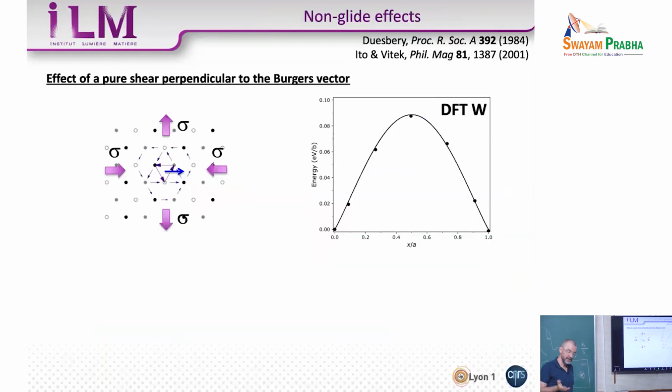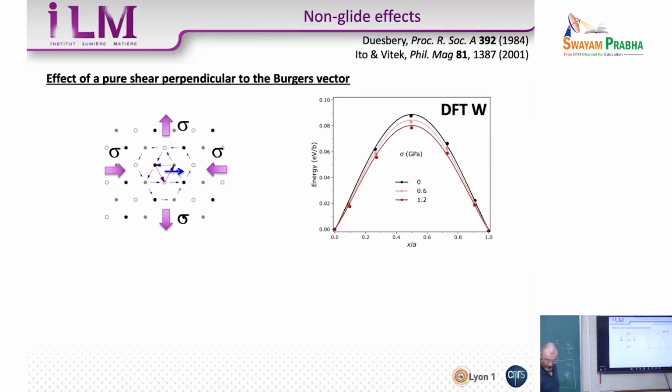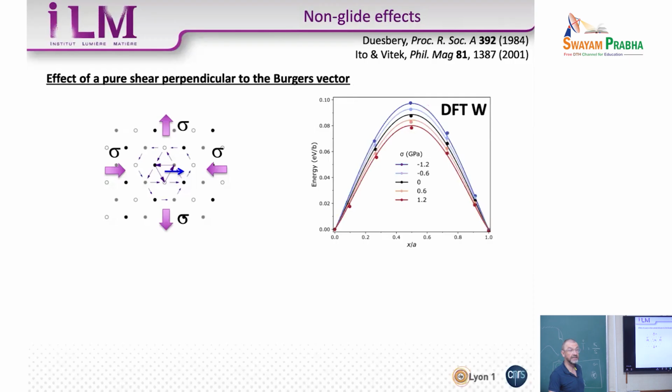Now we have the non-Schmidt effects that we have already talked about. So the idea is, we said it yesterday, for example, here we apply a pure shear on the dislocation, and we look at its Peierls barrier and how it is affected by the pure shear, and we see that there is indeed an effect, which is this non-glide effect.